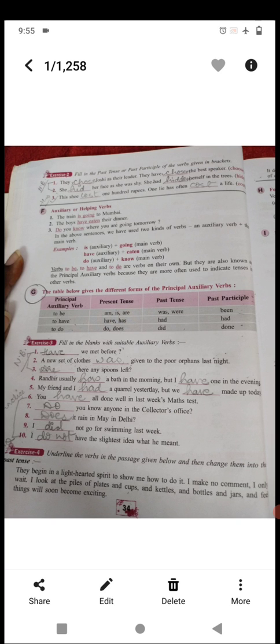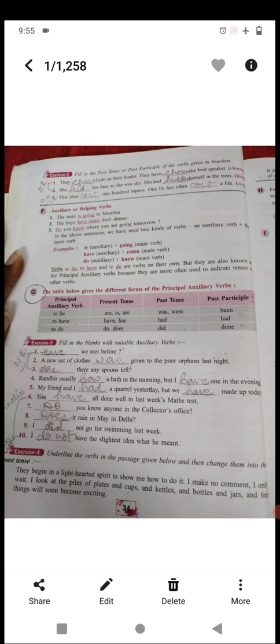Now see here, 6, 7, 8, 9, 10. You have to practice on your own. 1, 2 and 3 from this exercise number 3, you are going to do in the notebook. What are you going to do? You are going to do it in the notebook.